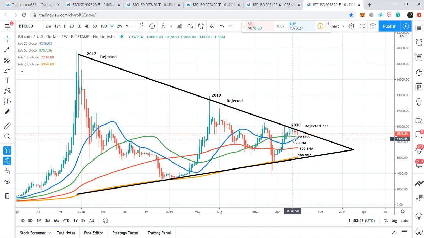The 25 simple moving average is crossing up the 50 simple moving average. At this time, there is a little bit of difference or distance between these two moving averages. We can expect this golden cross or bull cross very soon. And once this bull cross is formed, then we will have the smallest time period, that is 25, above all. Then we will have the 50, then the 100, then the 200, the biggest time period moving average, below all the moving averages.